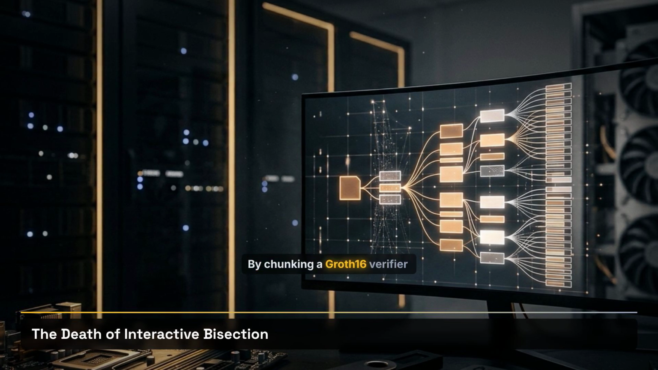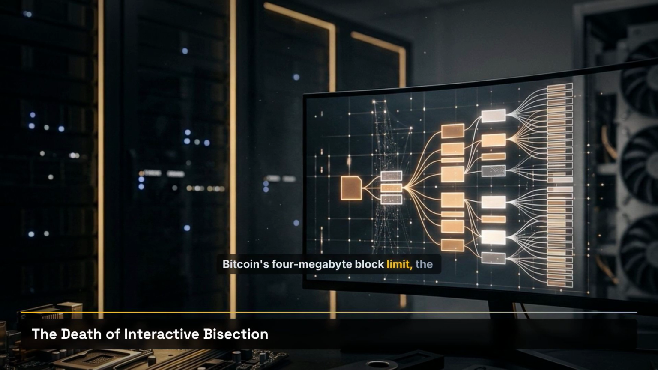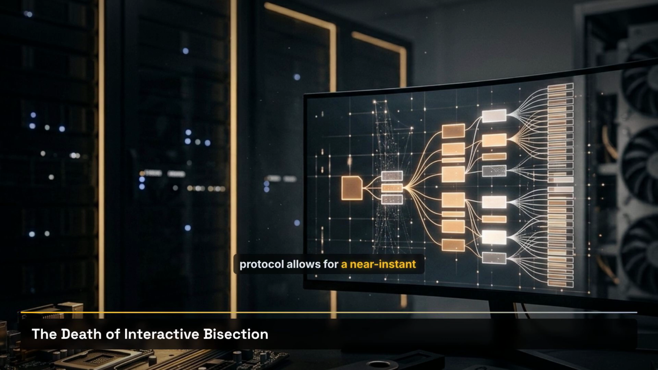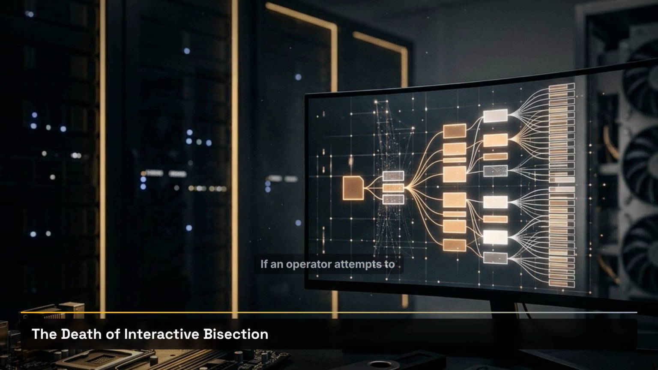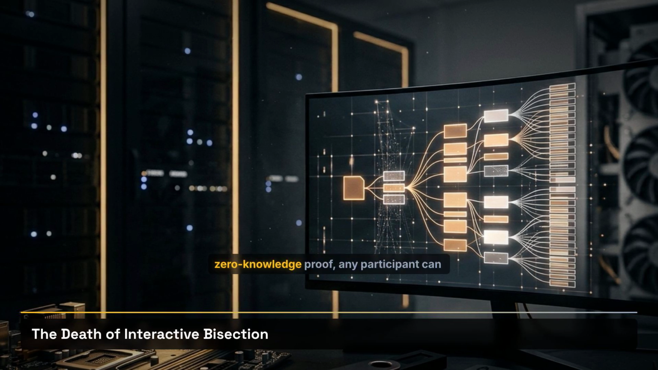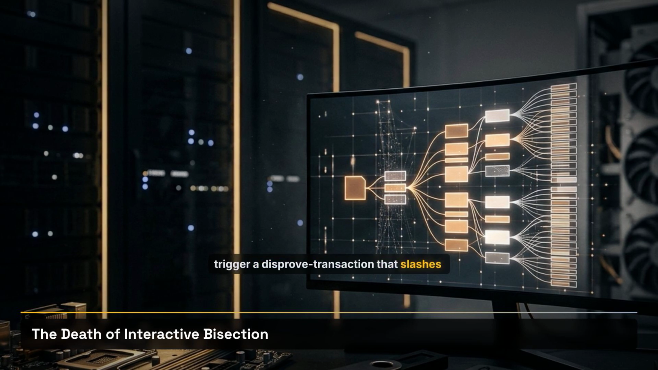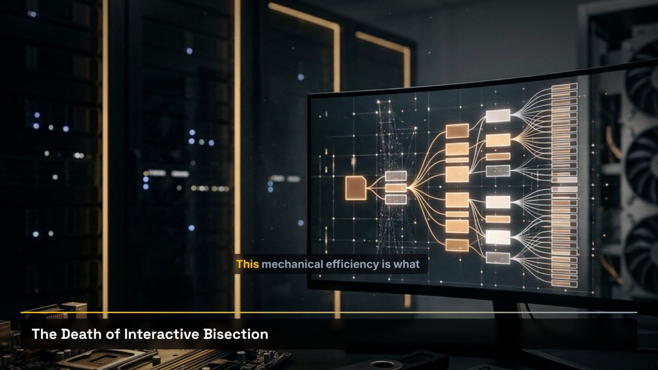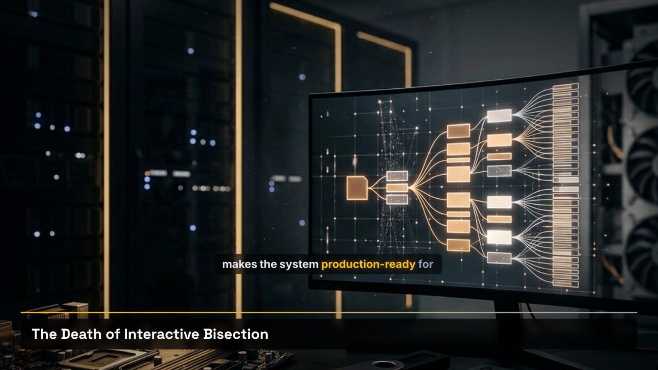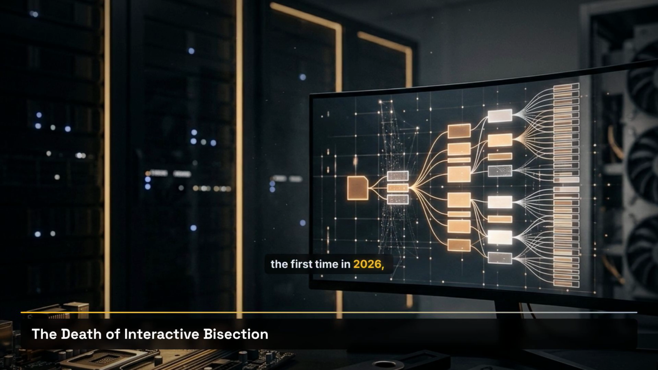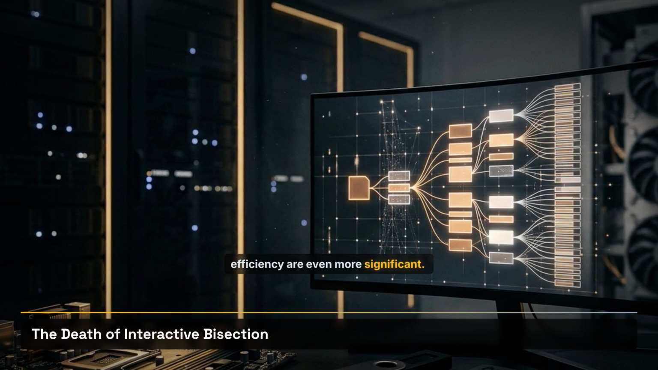By chunking a Groth16 verifier into segments that fit within Bitcoin's 4 megabyte block limit, the protocol allows for a near-instant challenge response. If an operator attempts to withdraw funds without a valid zero-knowledge proof, any participant can trigger a disprove transaction that slashes the operator's collateral. This mechanical efficiency is what makes the system production-ready for the first time in 2026, and the implications for capital efficiency are even more significant.